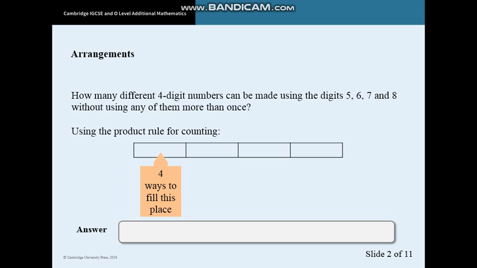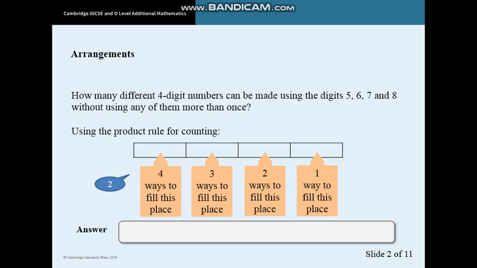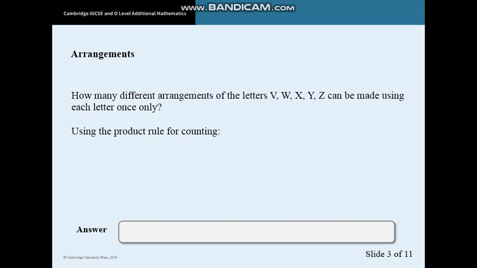Because we cannot use any of them more than once, in the second place we cannot put the digit we have placed in the first. So we have only 3 ways to fill this place, and for the third, of course, we have 2 ways, and for the last, only 1 way. So there are 4 times 3 times 2 times 1 equals 24 ways. These are the different arrangements.